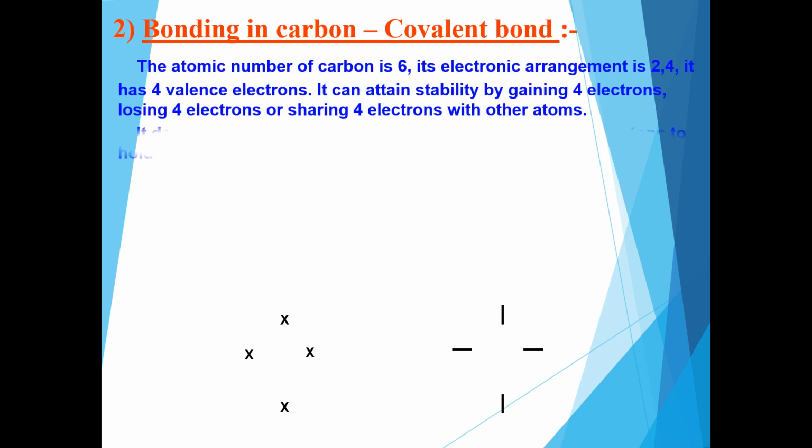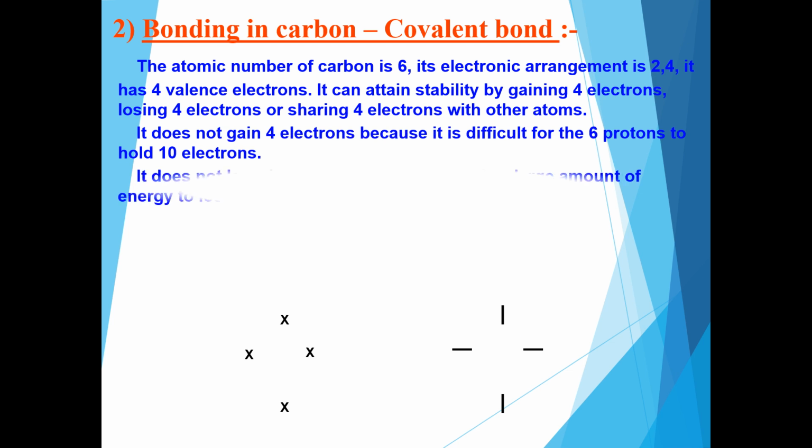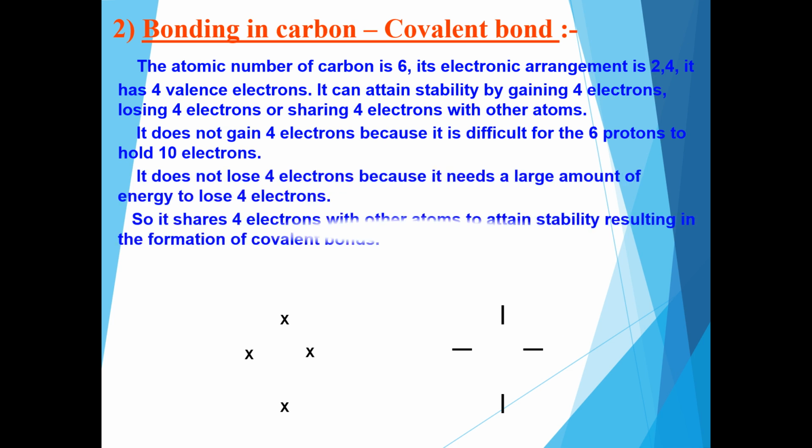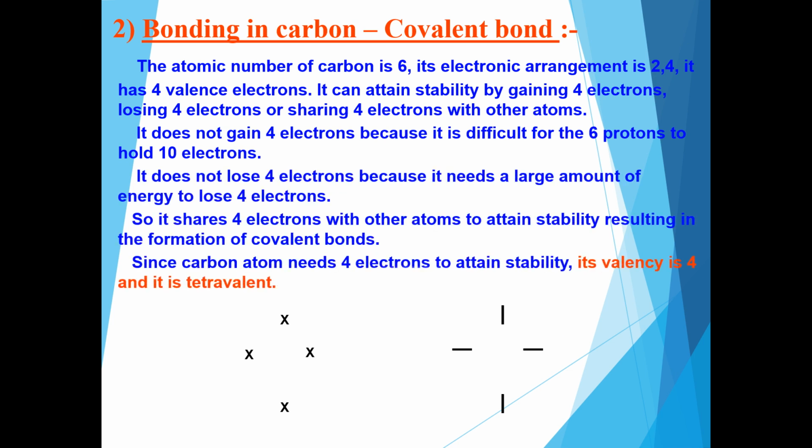Now we will study bonding in carbon. We will study covalent bond because carbon atom forms covalent bond. As you know students, carbon has atomic number 6 and its configuration is 2, 4: 2 electrons in the K shell and 4 electrons in the L shell. It's not possible to lose the 4 electrons.